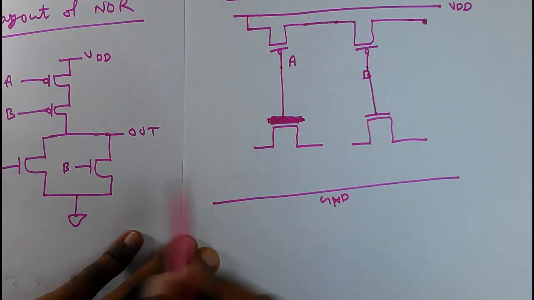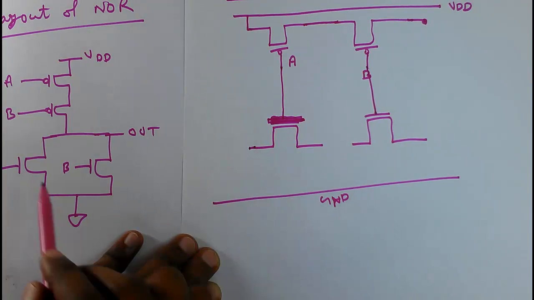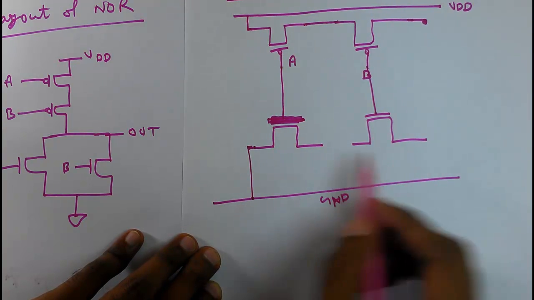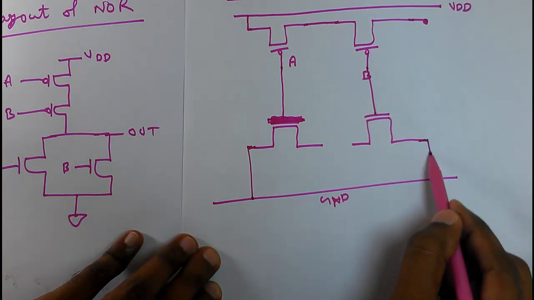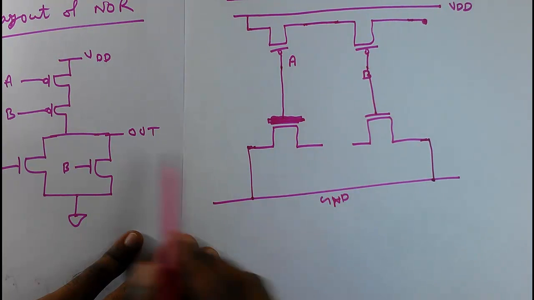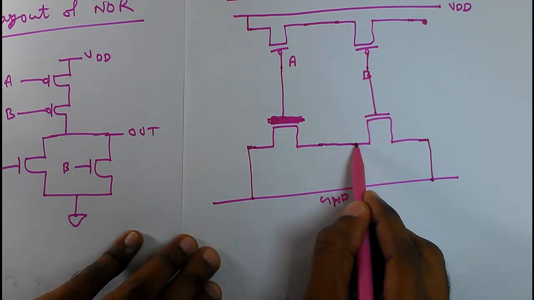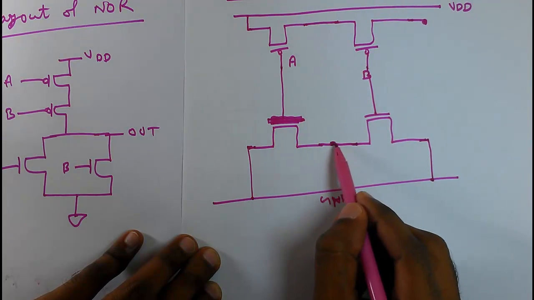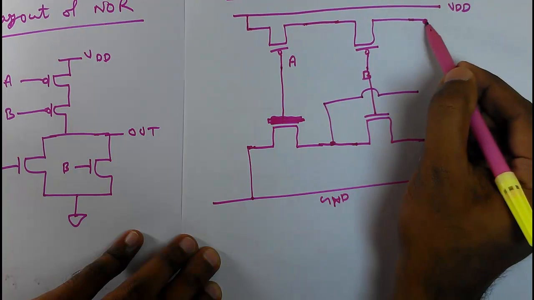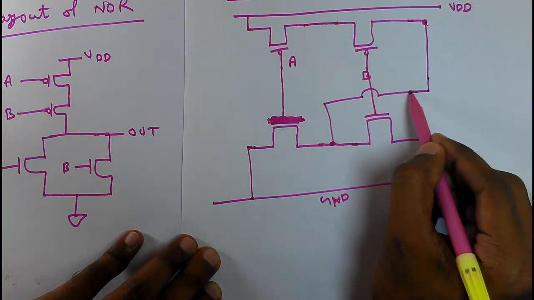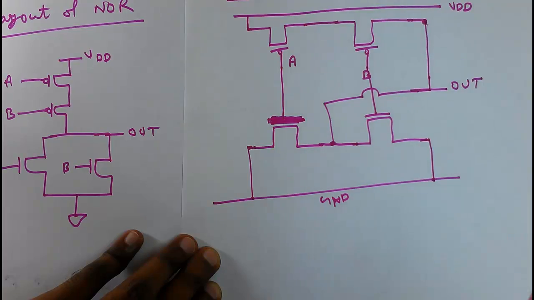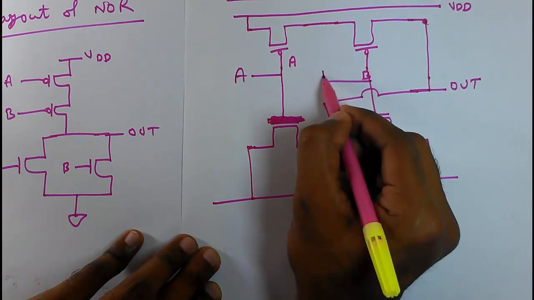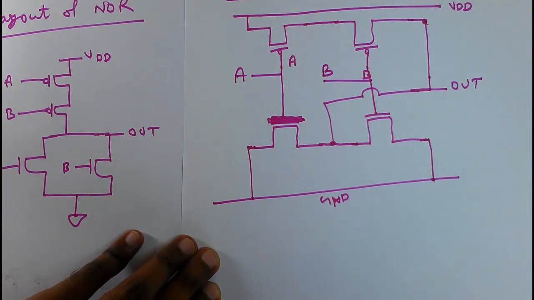So the source of this NMOS is connected to ground. So I am marking that. And the source of B is also connected to ground. I am also marking that. And their drains are connected together. And that common point is connected to the output. So that is the output. So this is the terminal A. This is terminal B. And that is the output.